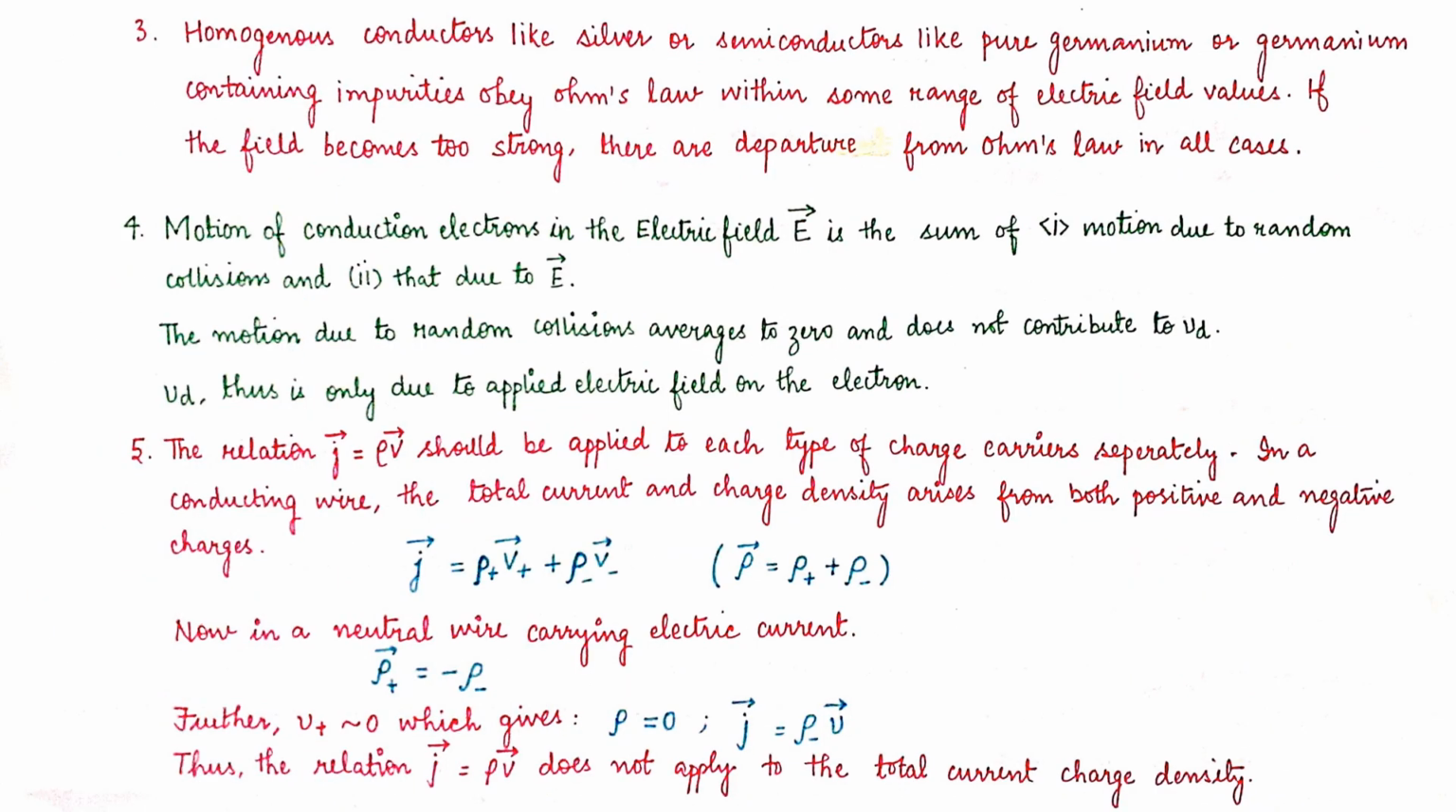Now our point number 3: homogeneous conductors like silver or semiconductors like pure germanium or germanium containing impurities obey Ohm's law. So these are the conductors which have very low resistance. Silver, you have seen, is a noble metal.